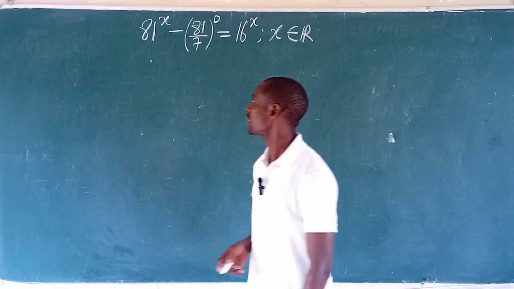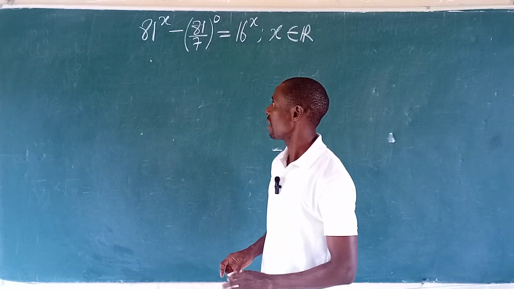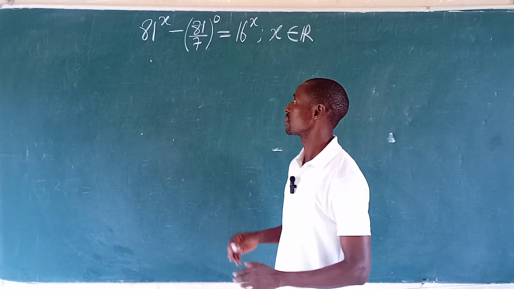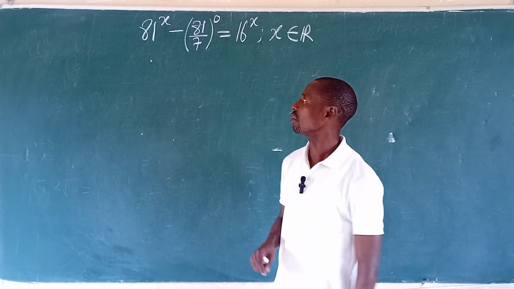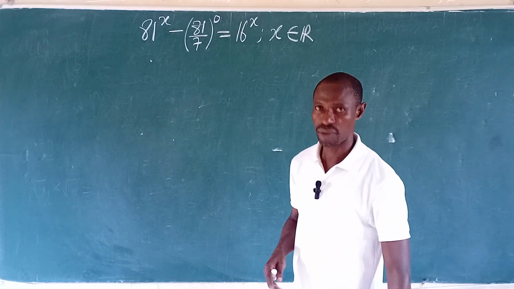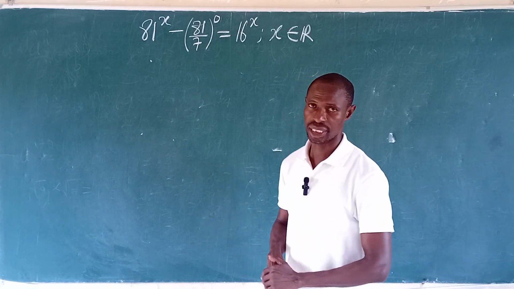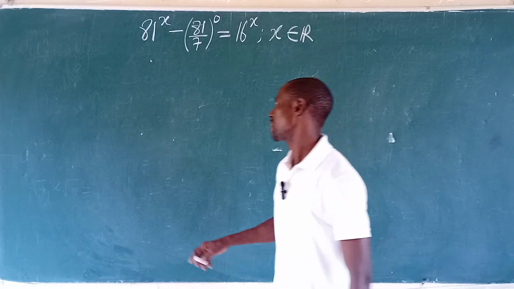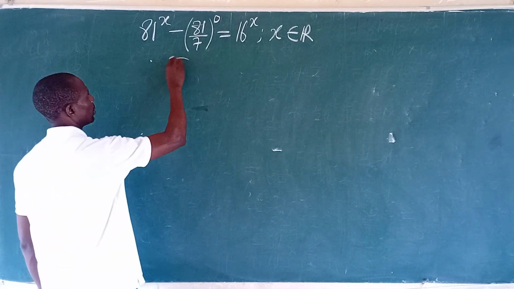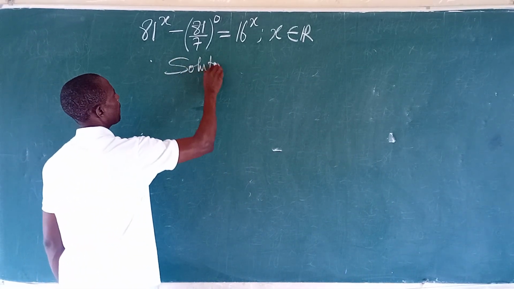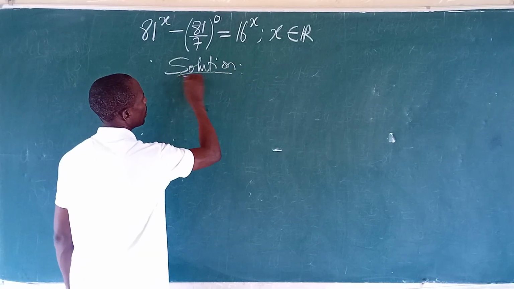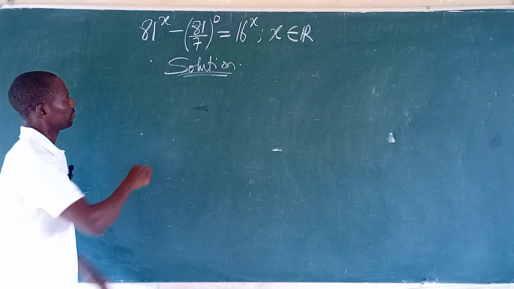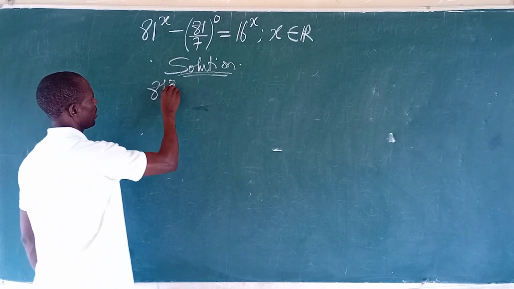We have this challenge before us here. We have (81^x − (81/7))^0 = 16^x. Find the value of x. So we take our solution. All right, now let's put down the equation we have here.